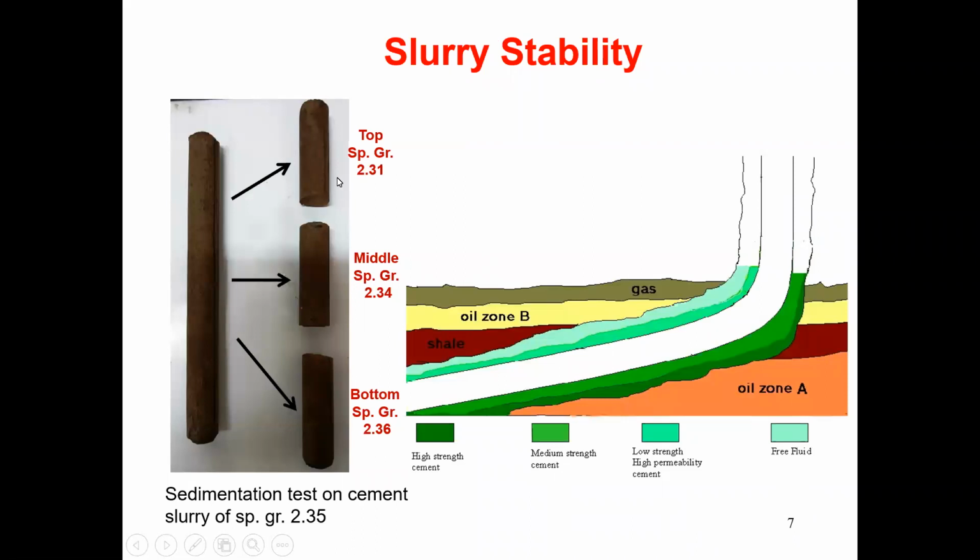This figure depicts, especially in high angle wells where stability is not there, that the bottom slurry or spacer will be of higher density. The original slurry density is 2.35, but because of settling, the top slurry is 2.31, the middle one is 2.34 and 2.36 is the bottom one. That is depicted here; the darker green is showing the bottom in the inclined well. So what will happen? You will not get good strength on the top portion of the inclined well.